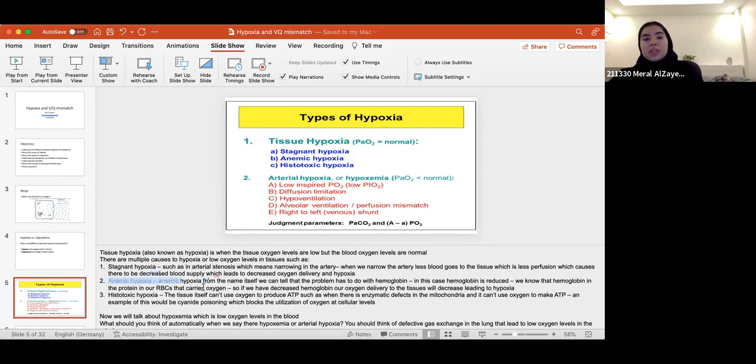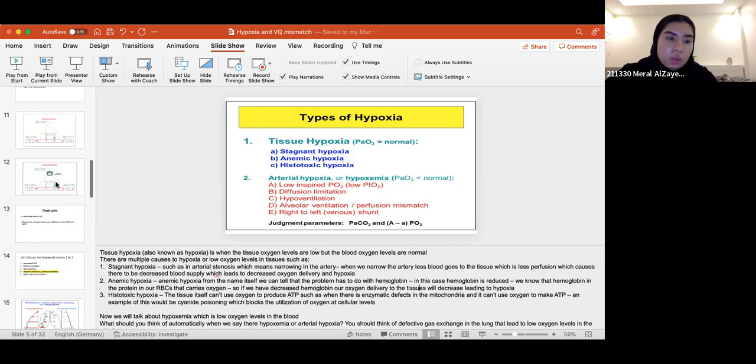Anemic hypoxia, from the name itself, the problem is with hemoglobin. Hemoglobin is reduced, and we know that hemoglobin is what carries our oxygen. So when we have reduced hemoglobin, we will have less oxygen delivery to the tissues, leading to hypoxia. Okay, as for histotoxic, we have enzymatic defects that decrease the production of ATP due to low oxygen, and this can cause hypoxia. For example, cyanide poisoning. Okay, these are the tissue hypoxias.